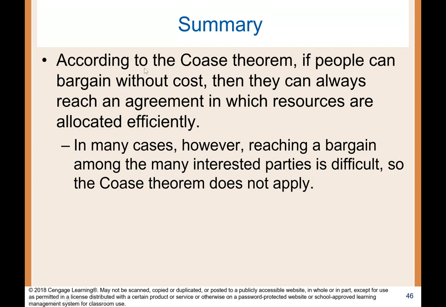According to the Coase theorem, if people can bargain without cost, then they can always reach an agreement in which resources are allocated efficiently. In many cases, however, reaching a bargain among the many interested parties is difficult, so the Coase theorem does not apply.